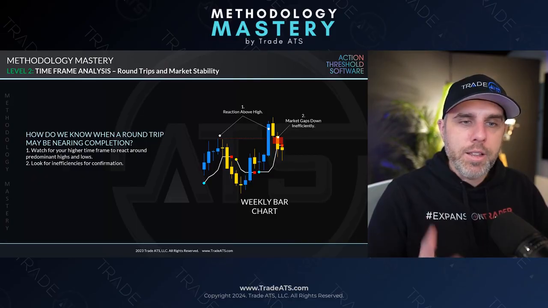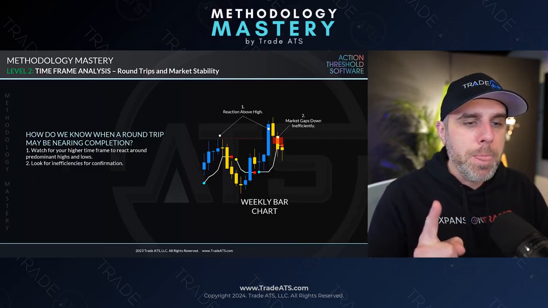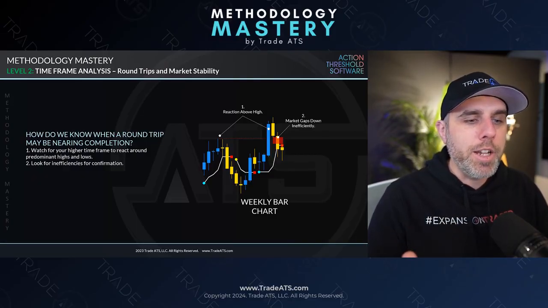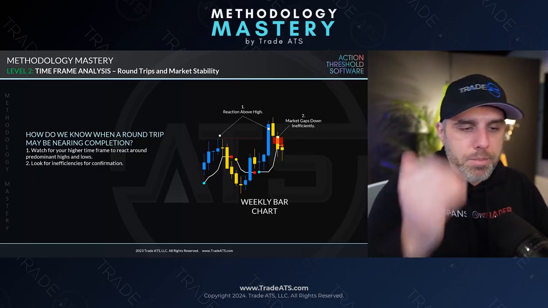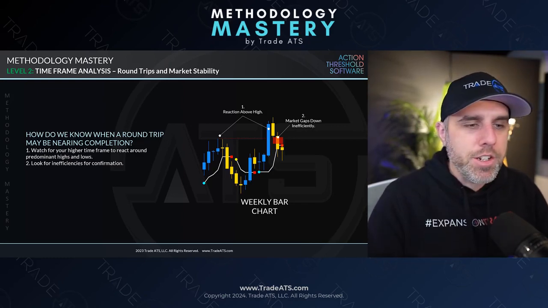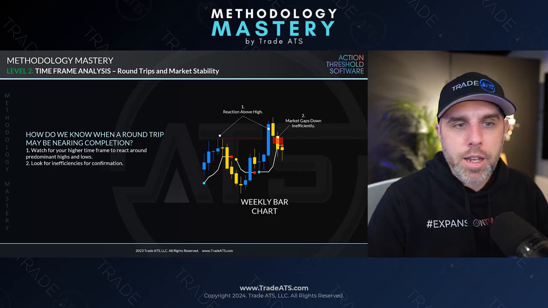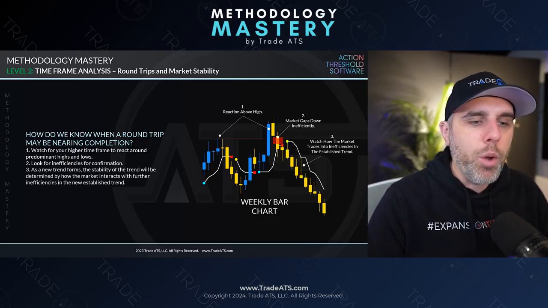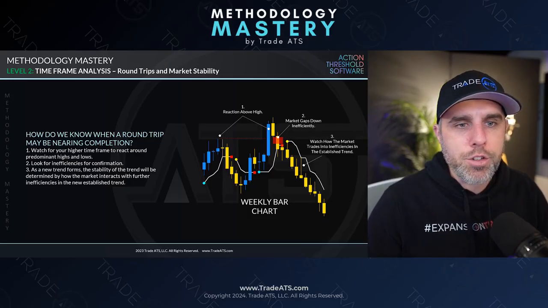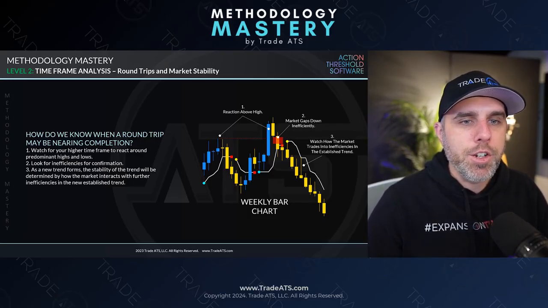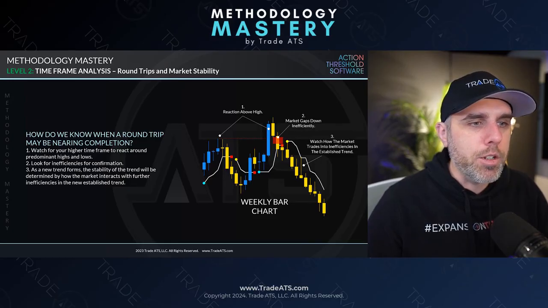So we see that in this case, it poked through the high. What do we want to see for confirmation as it goes? We want to see that little gap action. We want to see the market push and leave that inefficiency. That shows that the banks are letting it slip. They're letting it go. And we know that as a confirmation of the trend or the trend change. We want to watch how the market trades into those inefficiencies, which is the new established trend.